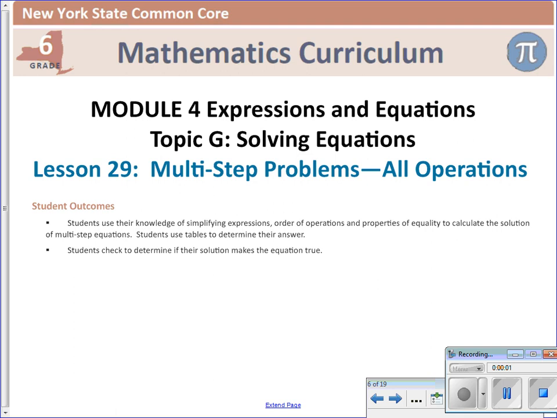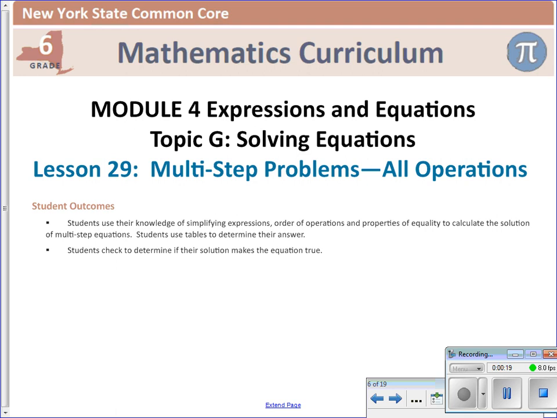Okay, today we're looking at Module 4, Lesson 29. This is the last lesson before our quiz on Tuesday. Tomorrow you'll get the review packet. Monday we'll go over the review packet. Tuesday is your quiz.